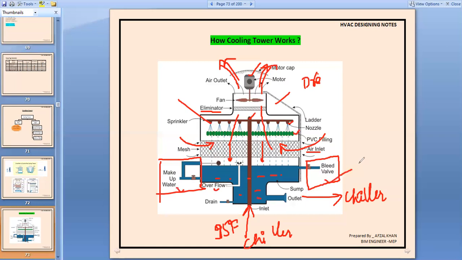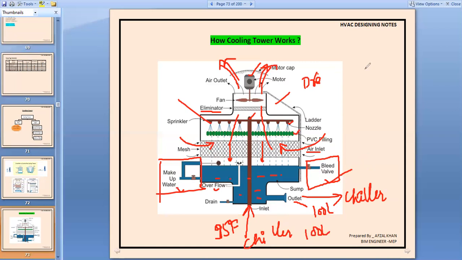Okay, so makeup water. You know that when, for example, 100 liters of water is going inside this cooling tower, it is not necessary that 100 liters will come out. Why? Because there are some losses. Okay, what are the losses?